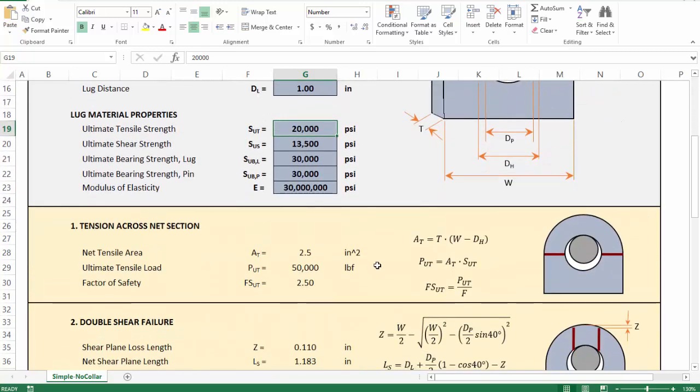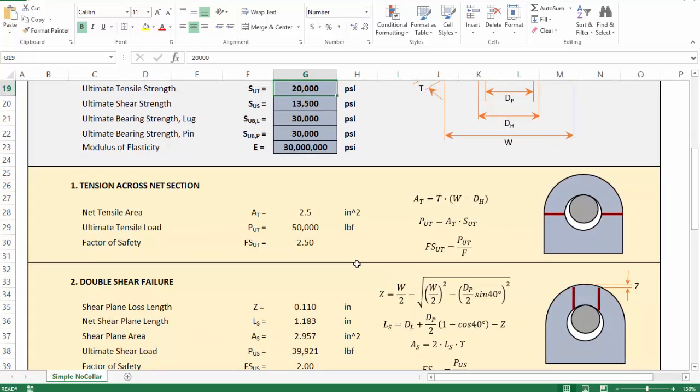Now moving down, it will calculate your factor of safety for each of the typical lifting lug failure criteria. In this case, we're looking at the tension across the net section, which is these two red lines. We're just pulling these two red lines apart, like a tensile test, essentially. It gives you your net tensile area for these two red lines with the load going upwards, then your ultimate tensile load and your factor of safety. The equations are here as well, so you can check my work.